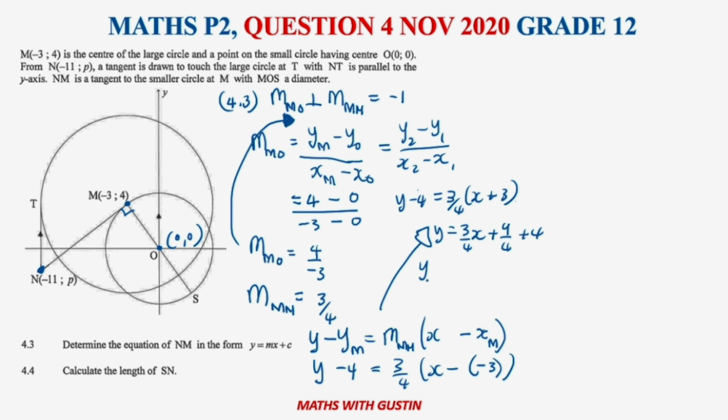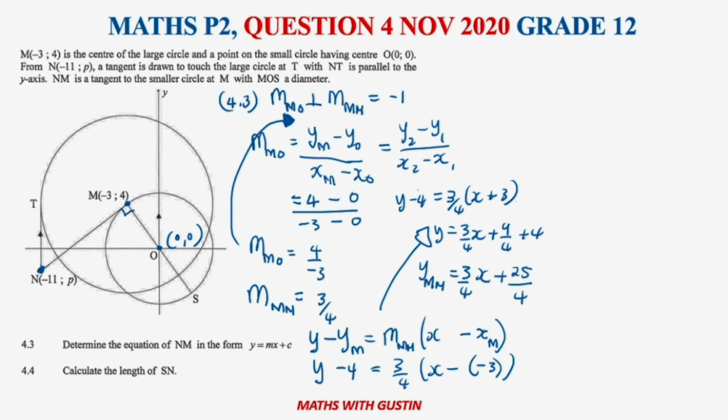Therefore our y for MN is going to be given by 3 over 4x, and to deal with that fraction is going to give us 25 divided by 4. Okay, great stuff. And that's how you deal with a question like that one.